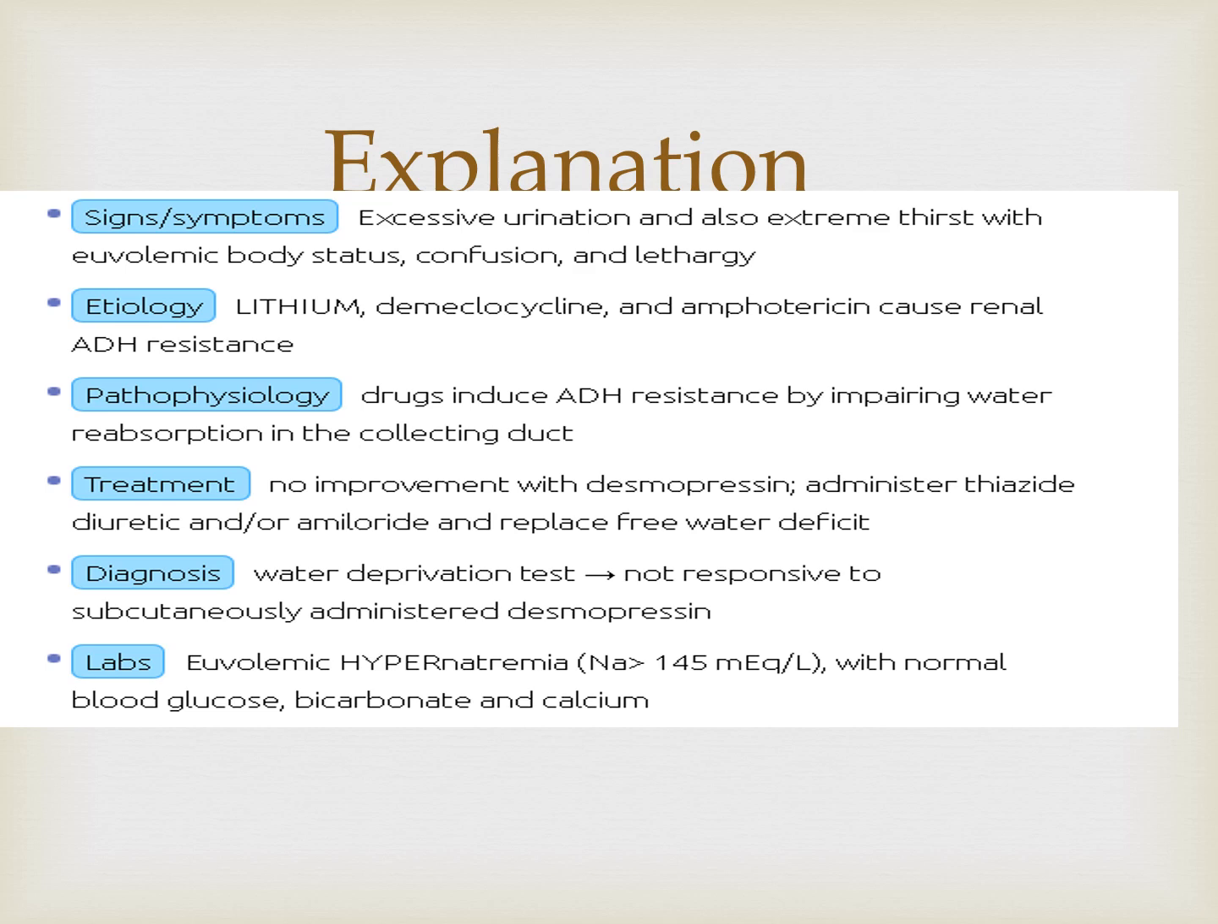If you guys remember, we have DI. Remember DI, diabetes insipidus, where some of the medications can cause nephrogenic DI. So for treatment, there's no improvement with desmopressin. So what's that caused by? That's nephrogenic DI, not central DI. So you give them thiazides, amiloride, and replace the free water deficit. Labs: euvolemic hypernatremia, so Na greater than 145, with normal blood glucose, bicarbonate, calcium. So it's a lot of things to think about when you have somebody like this coming to your office complaining of these symptoms.